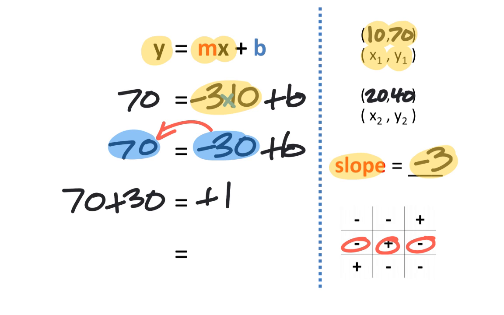Plus b stays the same. However, I'm going to remove the plus sign since that is not necessary. 70 plus 30 is going to give you 100. Therefore, 100 is the y-intercept.